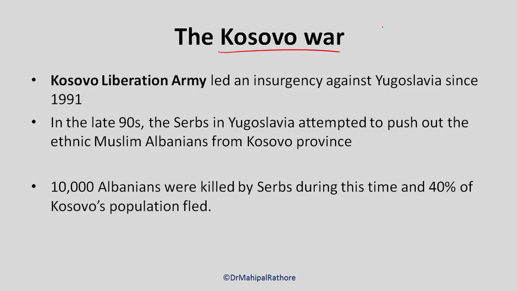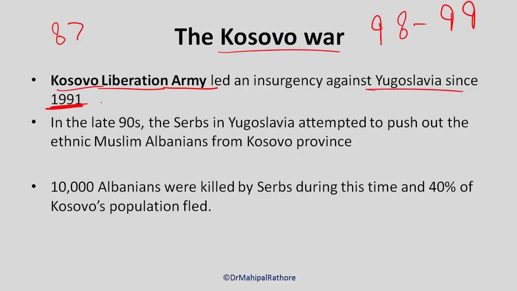Coming to the Kosovo War, this war was actually fought in 98 to 99. So for a long time, there was no large scale conflict. But the problem has been going on in Kosovo since 87. Remember, the Kosovans wanted more political power, and they were suppressed by Milosevic. Against the policies of the Serbs, an organization was formed, a terrorist organization, the Kosovo Liberation Army. This KLA led an insurgency against the Yugoslav government since 1991.